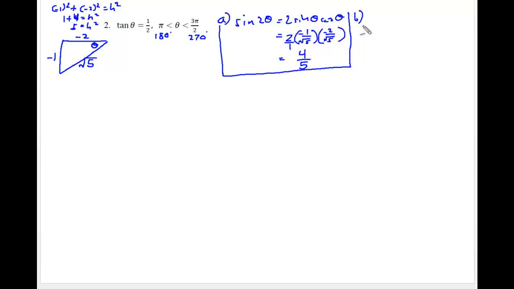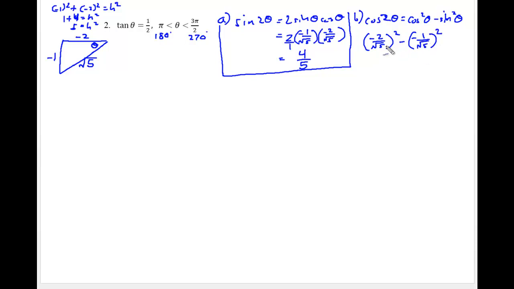Alright, so now cosine of 2 theta is equal to cosine squared theta minus sine squared theta. Okay, so cosine squared theta is -2 over square root of 5, quantity squared, minus sine, which is -1 over square root of 5, quantity squared.